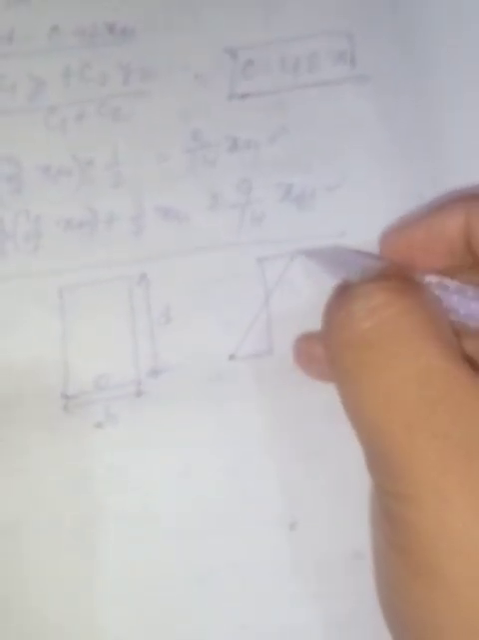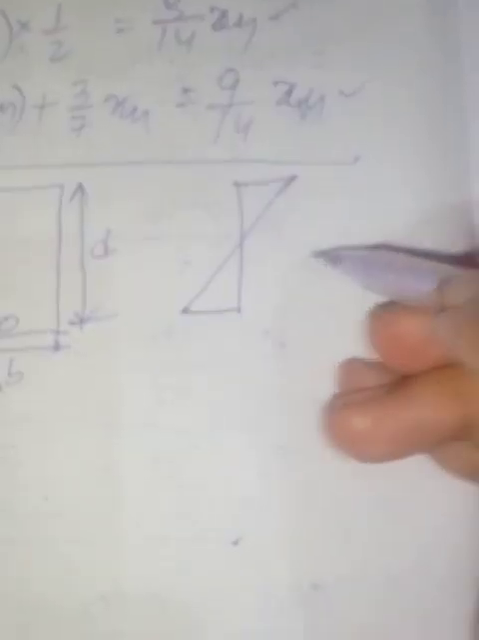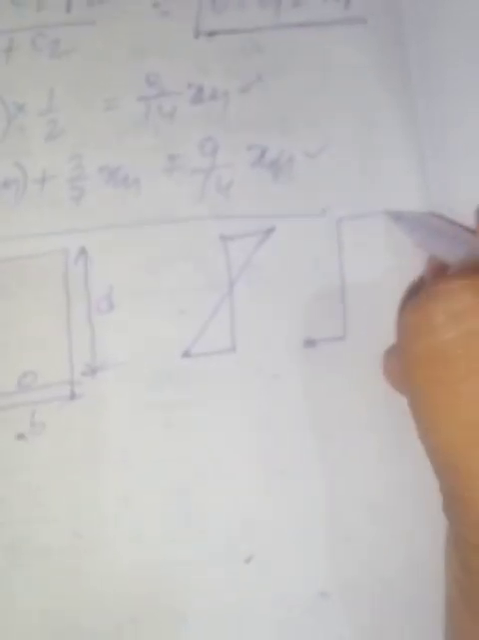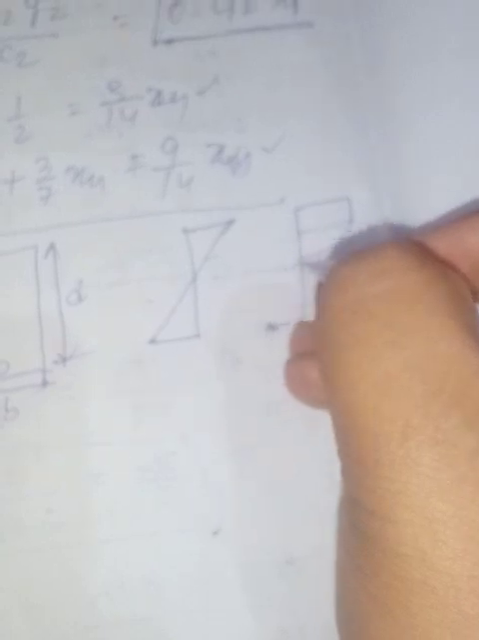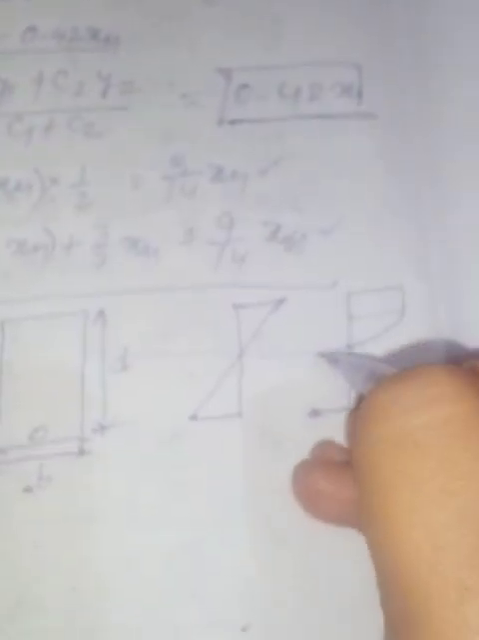Its strain diagram is looking like this: linear in nature, and the stress diagram is looking like this: rectangular, parabolic, okay.